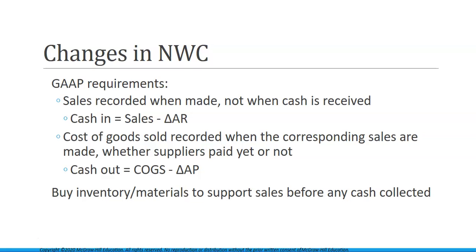We're looking at if we buy inventory or materials to support sales before we collect cash from those sales. So when we're making changes in net working capital every year based on our cash flows, it's because we're taking into account the accrual accounting for sales that GAAP requires.